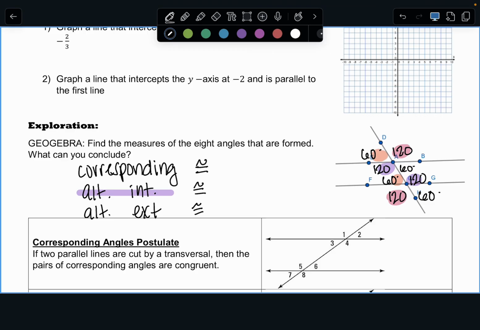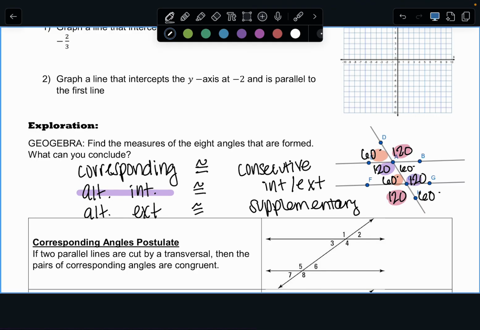Let's look at consecutive. What angle measure is consecutive to this 60 right here? Consecutive means same side of the transversal, so something on the right. And let's do interior, inside the two lines. What angle would that be? Yeah, it's the 120 degree right here. Those are consecutive interior, same side in between. And what's 60 plus 120? What does that add to? 180. And what do we call two angles that add to 180? Supplementary. So consecutive angles, either interior or exterior, it doesn't matter. They are supplementary.